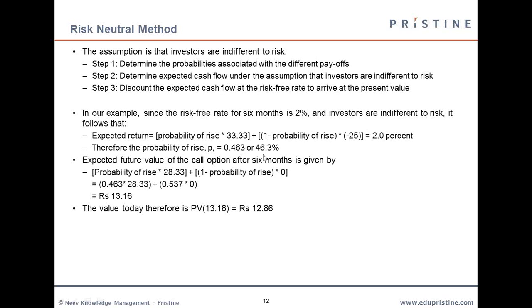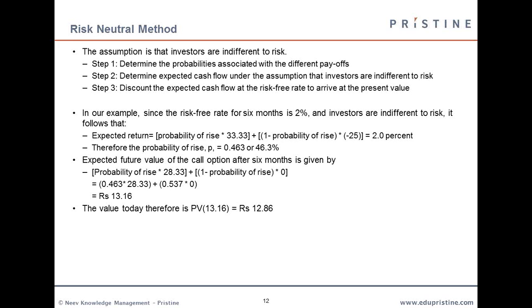Based on which, if we calculate, you can simply get the probability of rise to be 46.3%. Once we get this probability, the value of the call option after 6 months can be easily calculated using a simple formula, which will be probability of rise into the payoff for the rise, and probability of fall into the payoff of fall. In case of a call option, when the price falls, you have zero payoff.